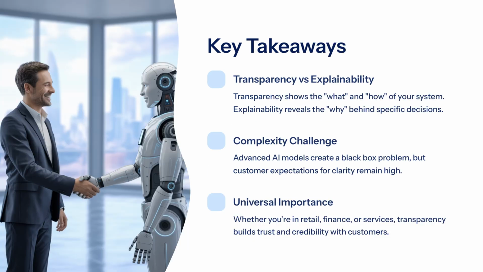So let's wrap this up. Transparency is the what and how, explainability is the why. Together they transform AI from a black box into a clear, trustworthy system. For SMBs, this isn't optional, it's essential. You don't need perfect technical transparency, but you do need to be honest, clear, and accountable when customers ask questions.